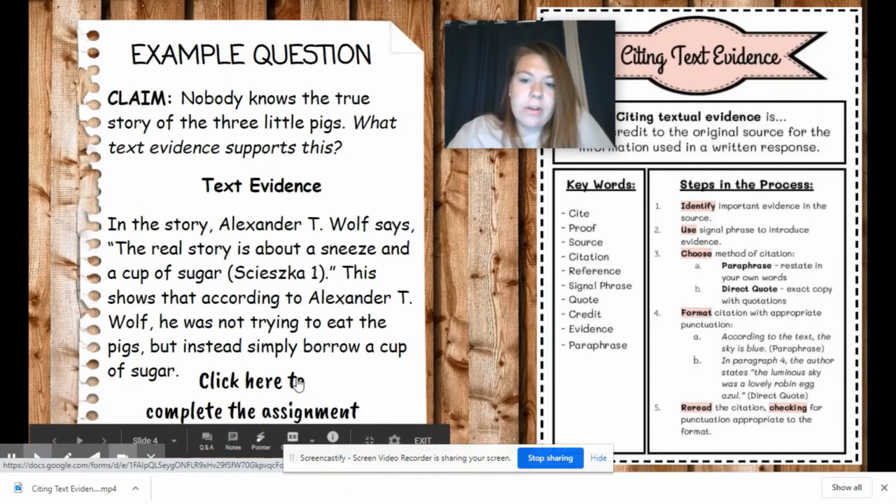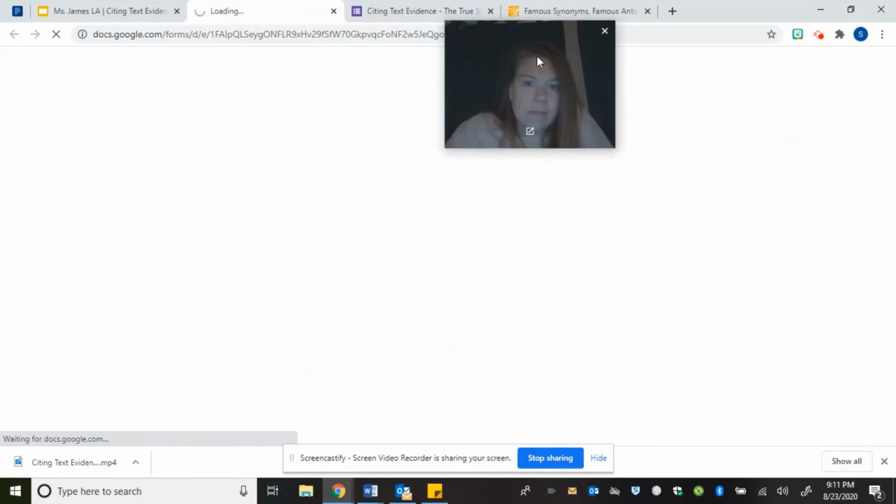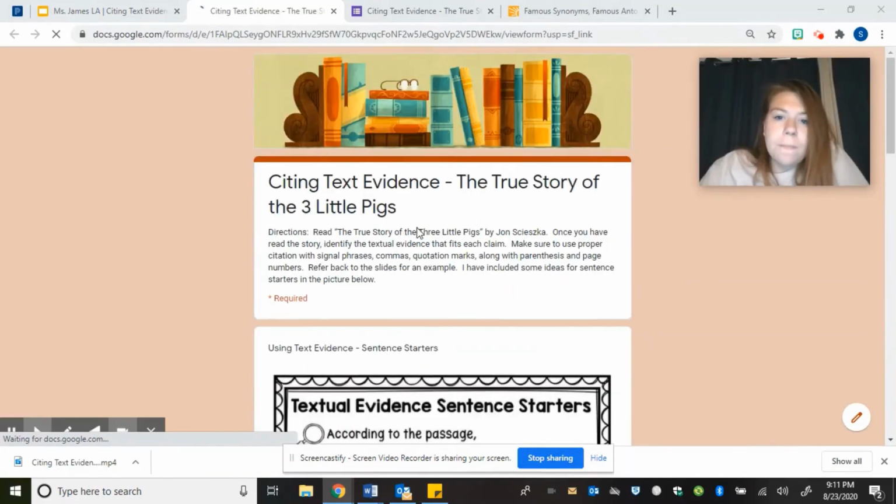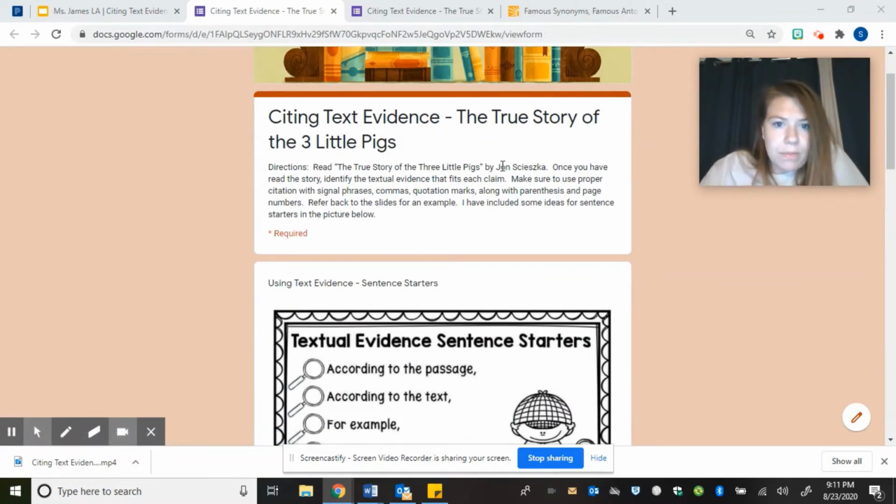Now, let's take a look at your assignment really quick. So, you're going to read the story of the three little pigs or listen to it, but you probably will need to go back to the written or typed one to get your text evidence. Once you have read the story, you're going to identify text evidence that comes with each claim. Make sure you're using proper citation with signal phrases, commas, quotation marks, along with parentheses and page numbers. So refer back to the slides for an example, which we just went over.